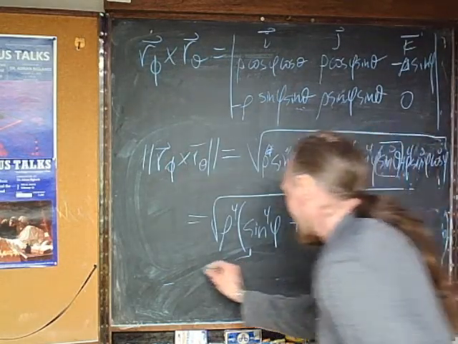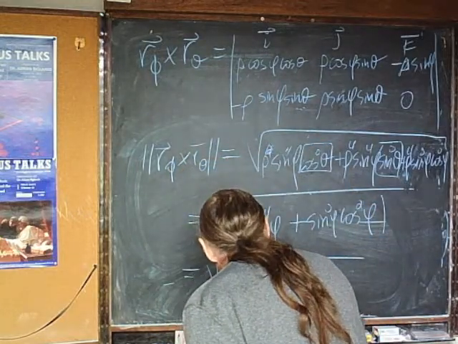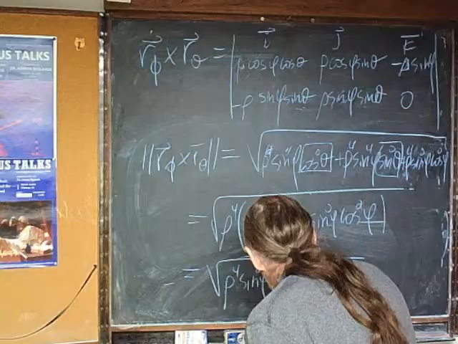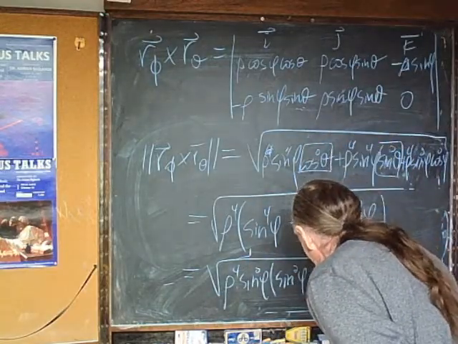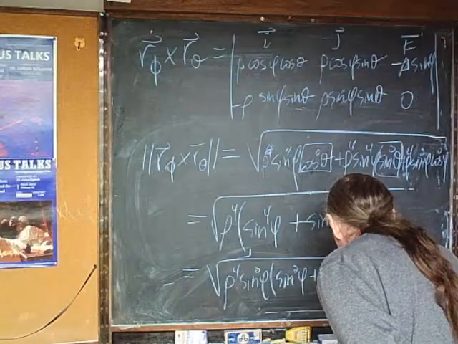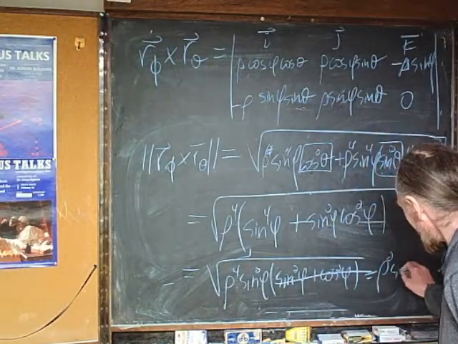So now I can take this as the square root of rho to the 4 sine squared phi times, I knew there was the sine squared in both of them, and I'm like, how come I'm not getting it? It should be sine squared phi plus cos squared phi. And this goes to 1 now, which will be rho squared times sine phi.